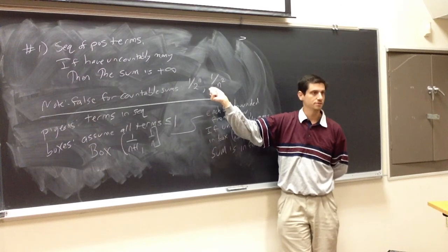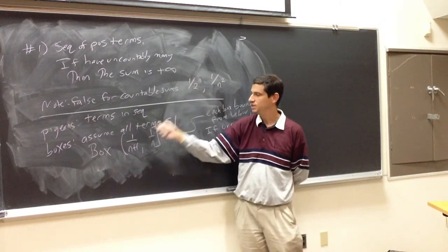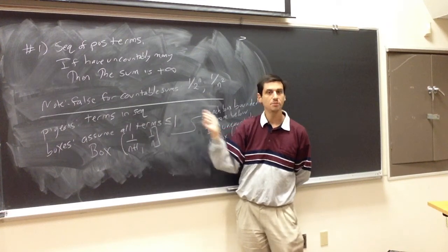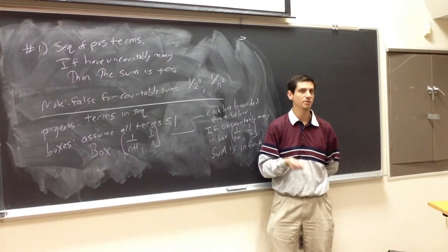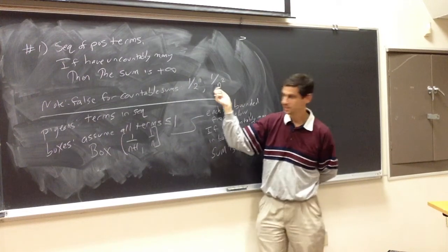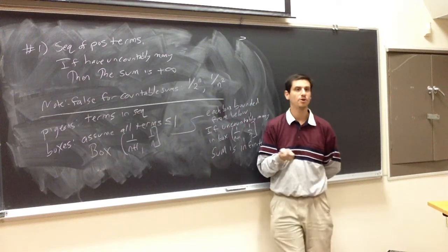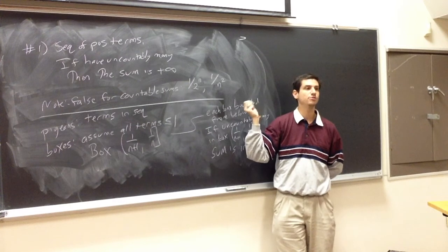If I try to put these terms into these boxes, if I look at 1 over 2 to the n, most of these boxes will be empty. And some boxes will have one element. Well, a box with just one element is not going to be enough to show that the sum diverges. What if I take 1 over n squared? As I start putting it into boxes like this, most of the boxes will be empty. A couple of the boxes will have one element. What if I took 1 over square root of n?